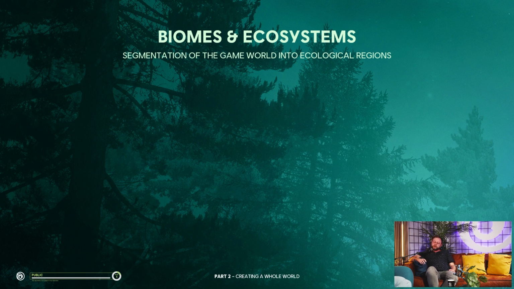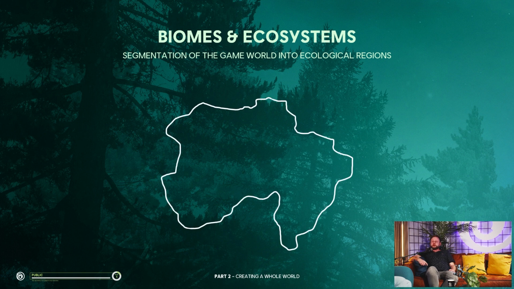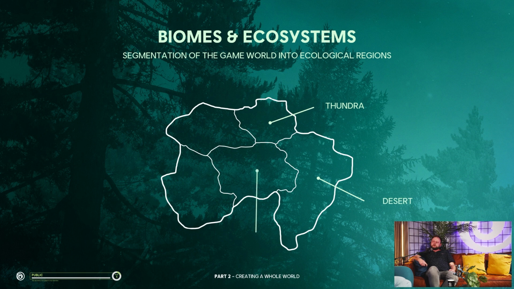So now we have terrain, right? Let's start with the distribution of ecosystems. First, we need to segment our world. So we have our world and we divide it into ecological regions. And each region will receive a name and a couple of pieces of information related to that. So here we picked our world and divided it into 5 biomes, each in a specific area.